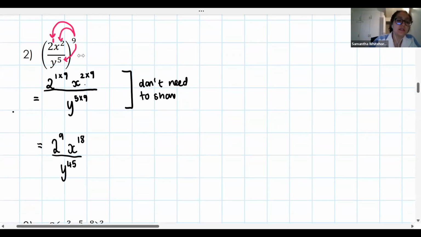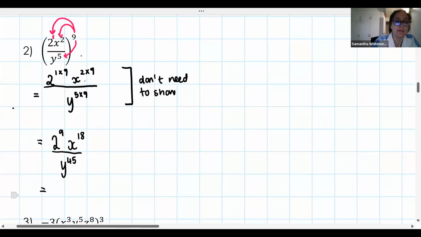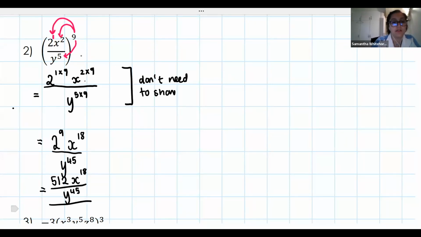Now, again, it's always nice to try and write the number as a number. 2 to the power 9 is 512. So we get 512 x to the power 18 all over y to the power 45. And so we have simplified our fraction there.